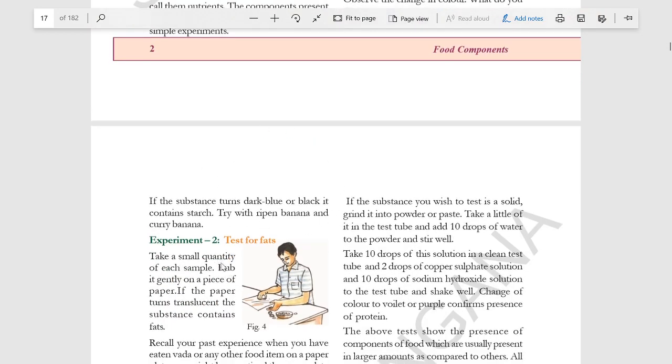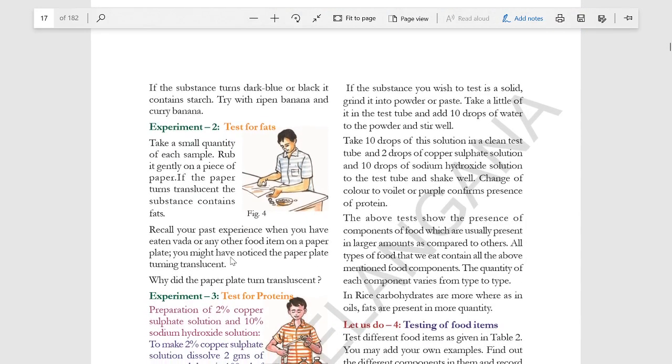So for the test of fats, what do we require? We only require a piece of paper and some groundnuts. Crush two to three groundnut seeds on the paper. You can use a small stone and hit on it, and you can see the paper turns translucent. By this method we can conclude that fat, that is oil, is present in groundnut.